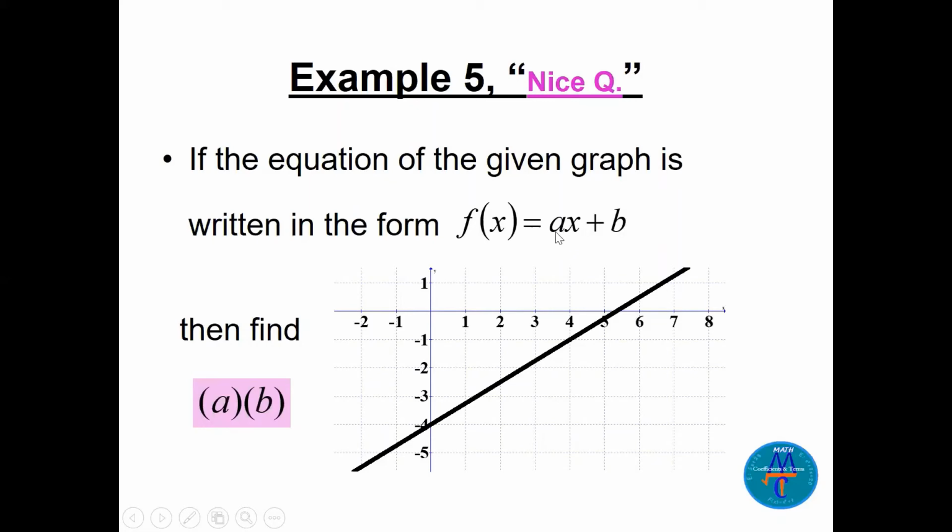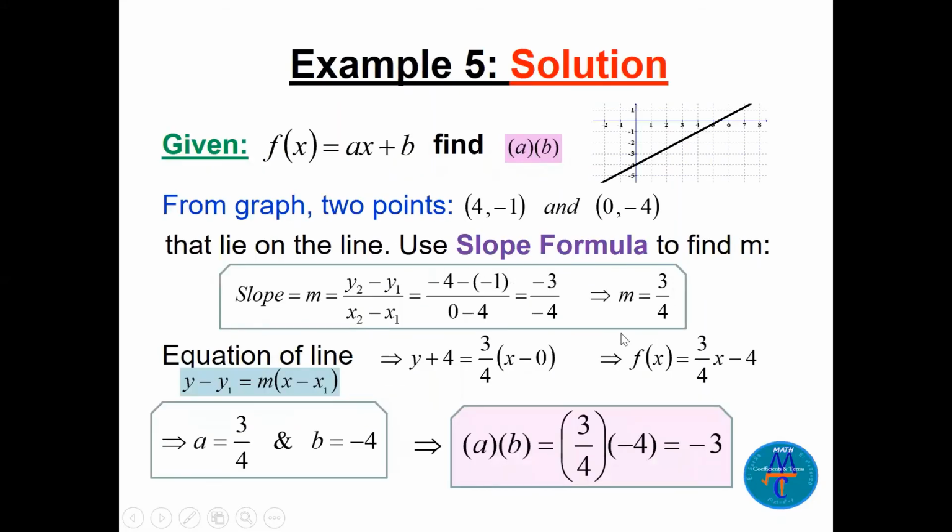Now, you know, small a is the rate of change. Small b is the y-intercept. And then you can multiply them. Because if you put x equals 0, that will be the y-intercept. So I can take 2 clear points from the graph, (4, minus 1), you can see that, and (0, minus 4). Find the slope, 3 over 4, with the formula. Find the equation, f of x is 3 over 4 x minus 4. This is the function given here. So a, directly I can write 3 over 4, b is minus 4. Multiply them now, you get minus 3.